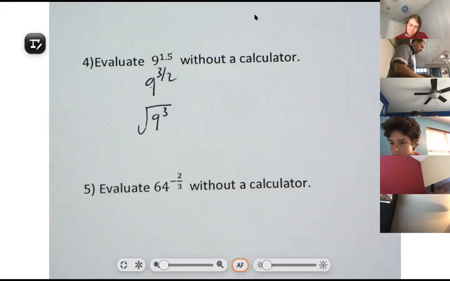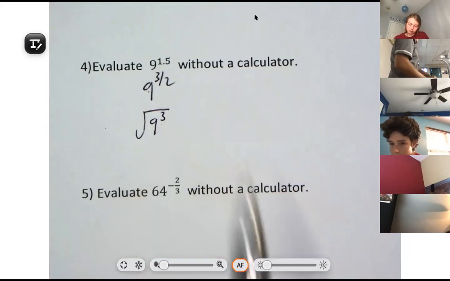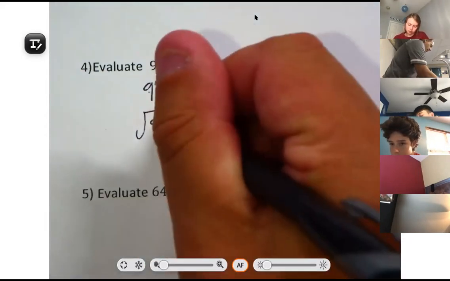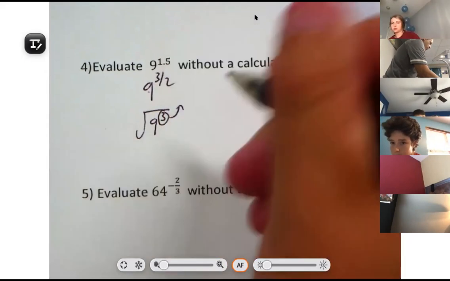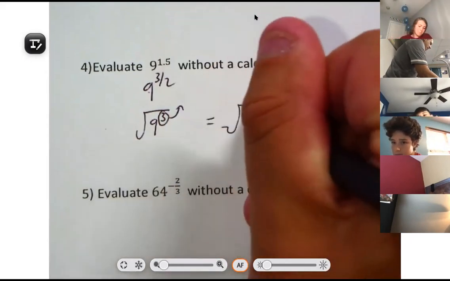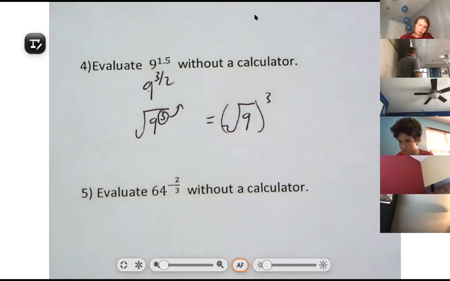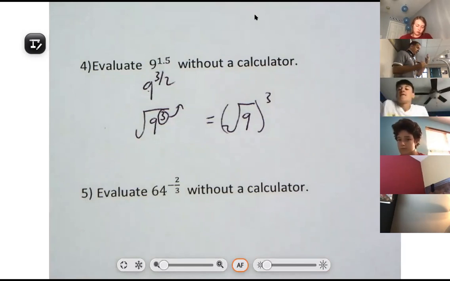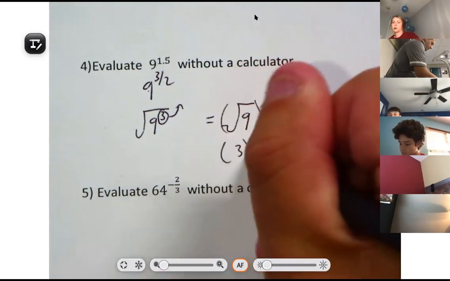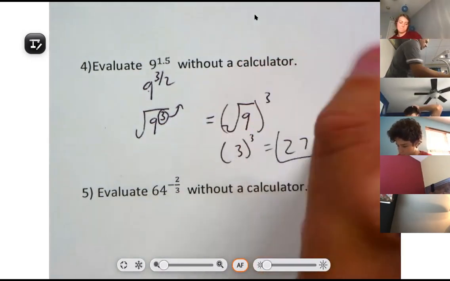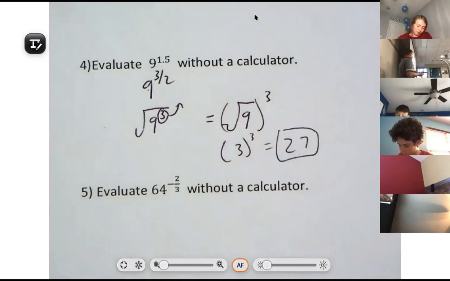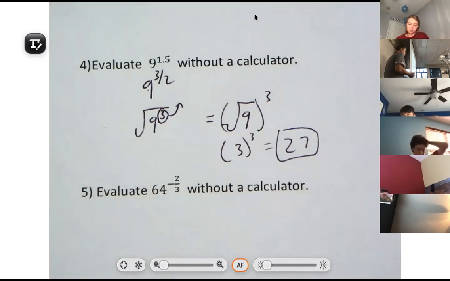Here's a trick. If you have a power under the radical, you can actually pull that power outside of the radical. Meaning this is the same as the square root of 9 cubed. Those are equivalent statements. That problem is much easier to do because what's the square root of 9? 3, and then we have 3 cubed, which is 27. So if you have an exponent under the radical, just a nice nifty trick, you could pull it out and make the problem a whole lot more simplified.